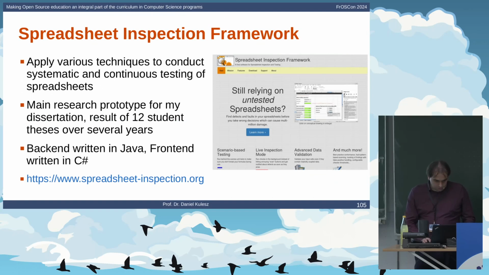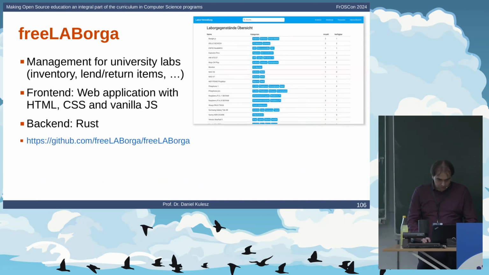Also, the spreadsheet inspection framework. This is more of a research project for my dissertation. And actually, I had 12 students who worked on it during the course over several years. Usually one student picked up the work of another, and so on, which helped me to have this tool for evaluating my approach.